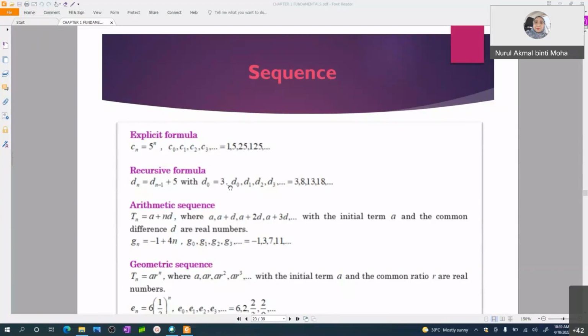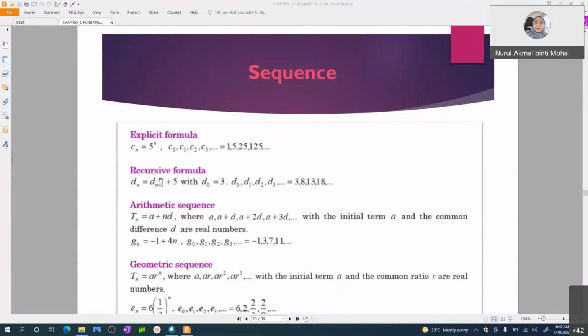If d_0 is equal to 3, then d_1 will be 3 plus 5. You notice that the value for d_(n-1) is the previous value, d_0. It gives you d_1 equal to 8. And then for d_2, d_(n-1) will be d_1, which is 8. 8 plus 5 equals 13. So that is recursive, or recurrence.